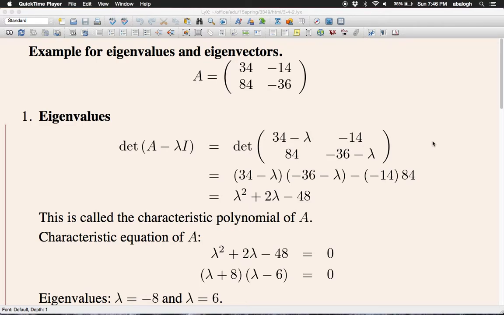This is an example for calculating the eigenvalues and eigenvectors of a 2 by 2 matrix. Here's the matrix with numbers, 4 numbers, 2 by 2 matrix. Eigenvalues are obtained from the determinant of A minus lambda I. And what you have to remember is that the way you form this A minus lambda I matrix is that you take the A matrix and you subtract from the diagonals lambda.